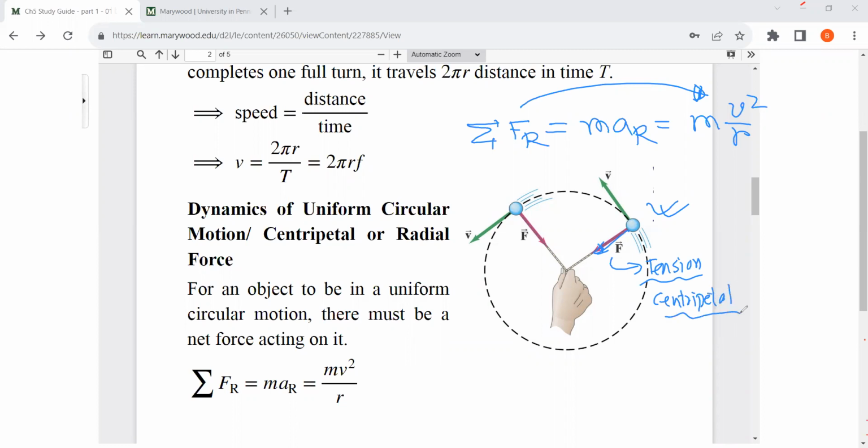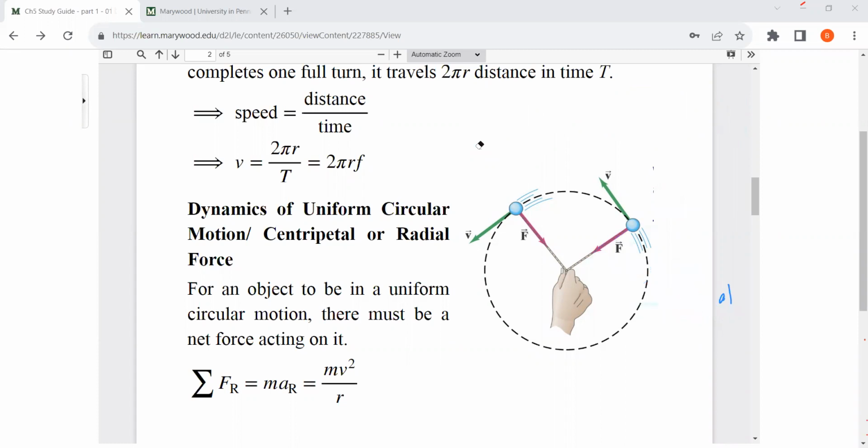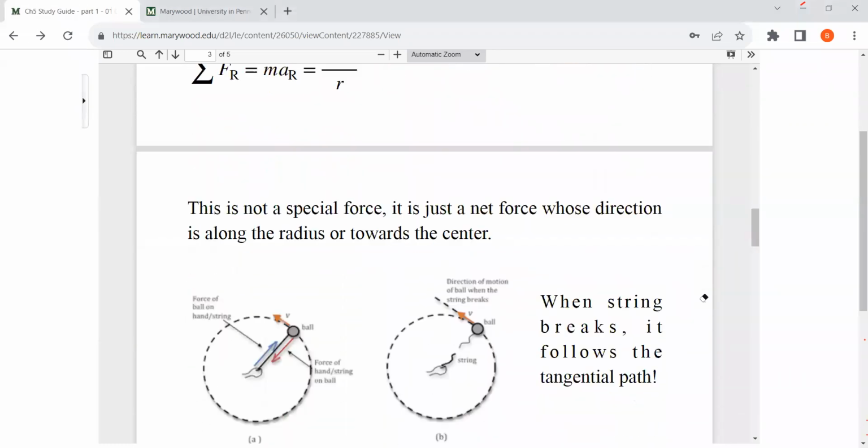So the centripetal force is not a special kind of force. It is the net force whose direction is toward the center of the circular path. For example, in this picture, it is the tension. So tension here is the centripetal force. Gravity could be the centripetal force sometimes. We will see some examples. Sometimes we will see that static friction is the centripetal force. So remember that centripetal force is not a special kind of force. It's a net force whose direction is to the center of the circular path.